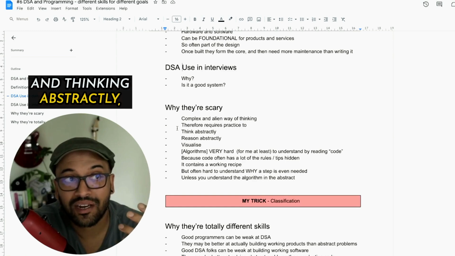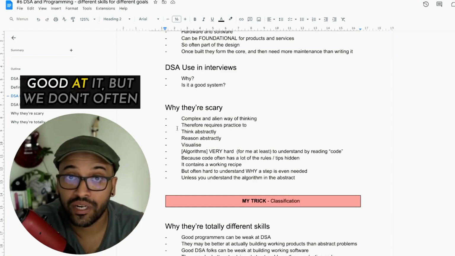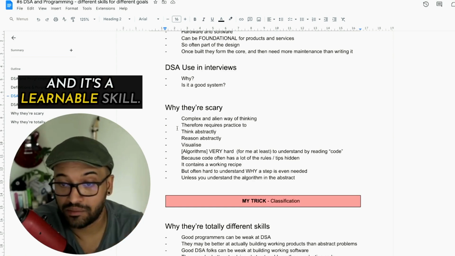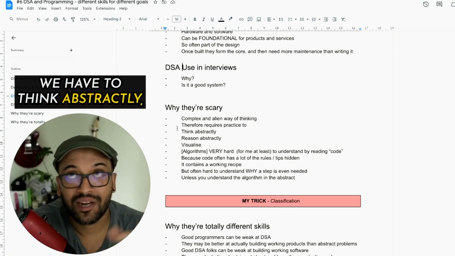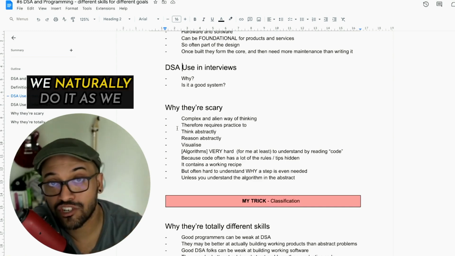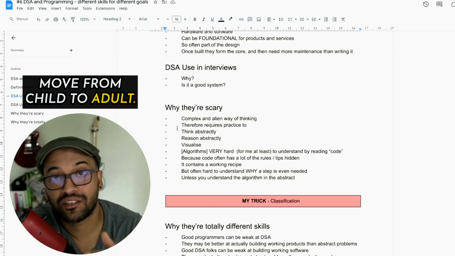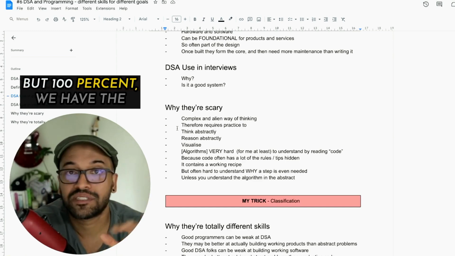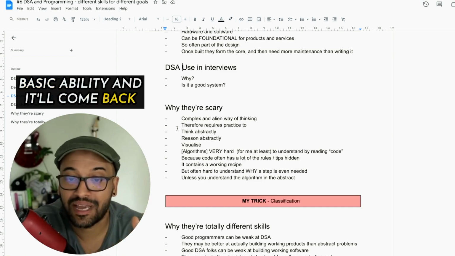And thinking abstractly, human beings are very, very good at it. But we don't often do it at these kind of levels, and it's a learnable skill. Okay, to think abstractly, to reason abstractly are all learnable skills. We naturally do it as we move from child to adult. Some of us may lose that ability when we get a bit mentally rigid, but 100% we have the basic ability, and it'll come back if you've lost it.